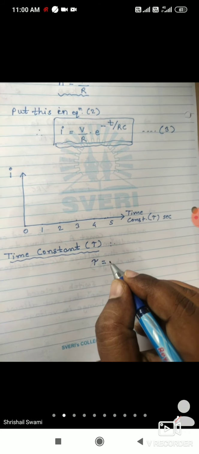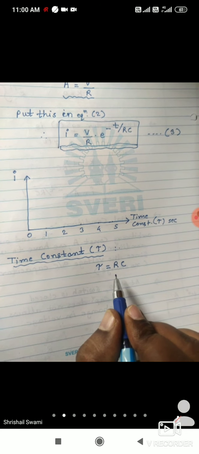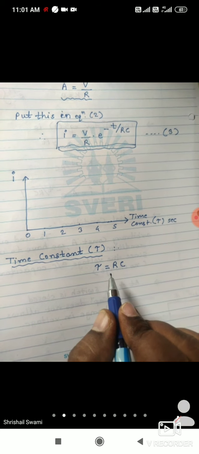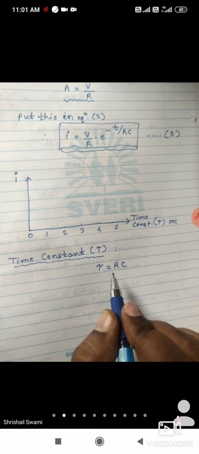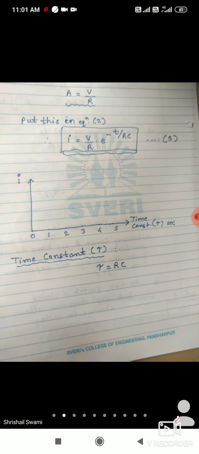So it will be RC. So the time constant for an RC circuit will be tau is equal to RC. These are the two MCQ questions. For an RL circuit, it is L by R. For an RC circuit, it is RC. So remember these two formulas.